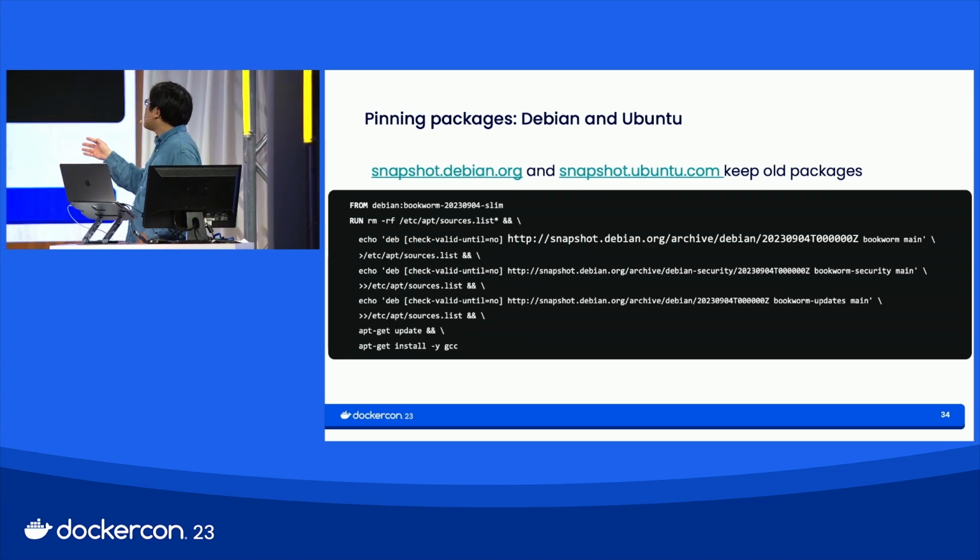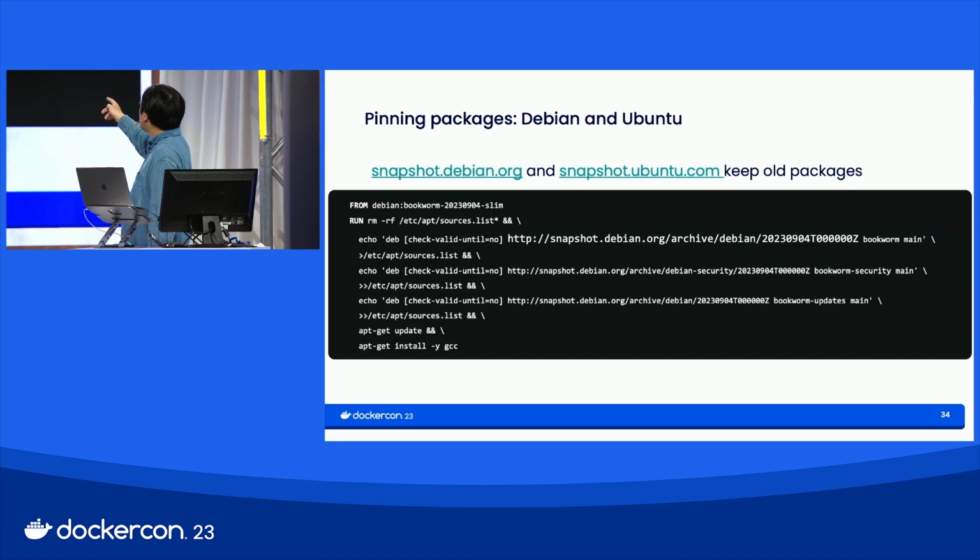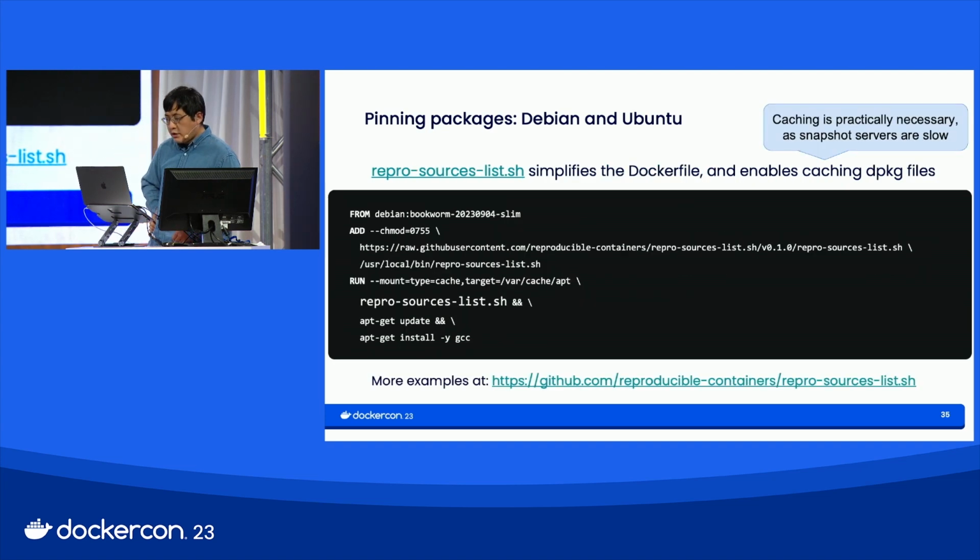So you can create an /etc/apt/sources.list file like this. In this /etc/apt/sources.list file, you have snapshot.debian.org/archive/debian/20230904 to install the packages from the snapshot on September 4th. But as you know, this is really complicated. So to simplify this, I made a shell script, repro-sources-list.sh.